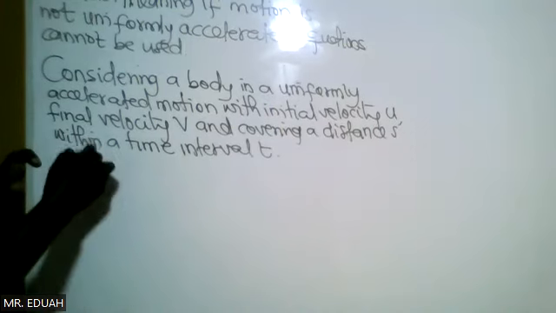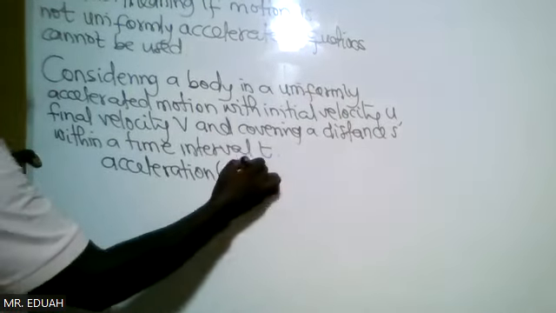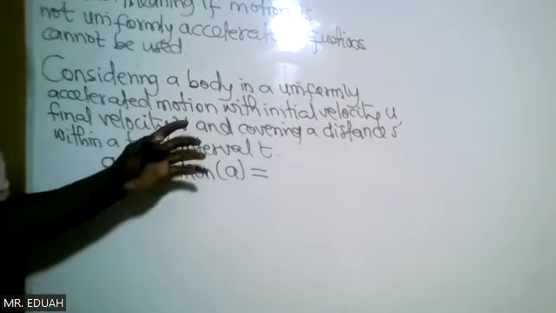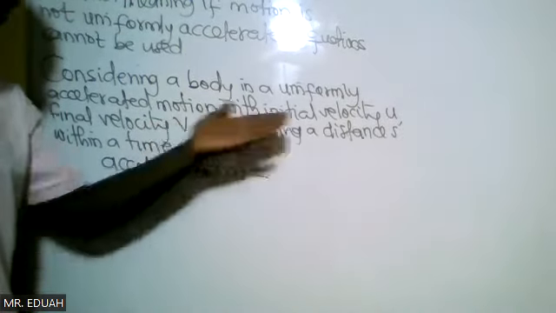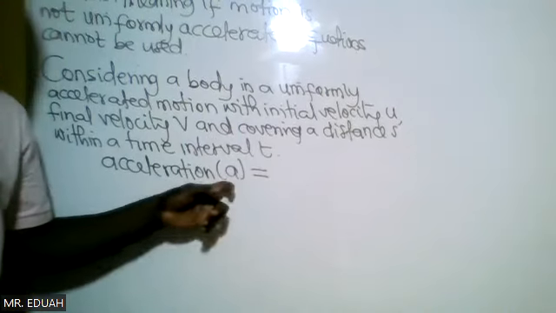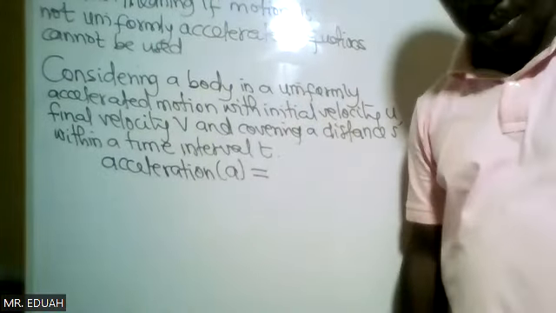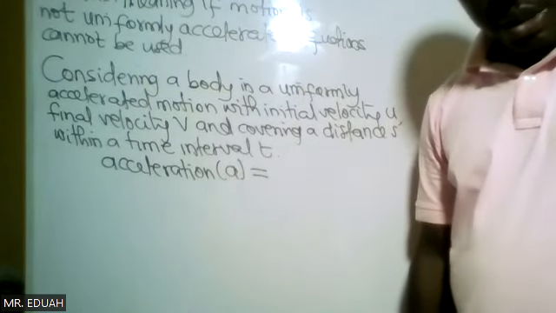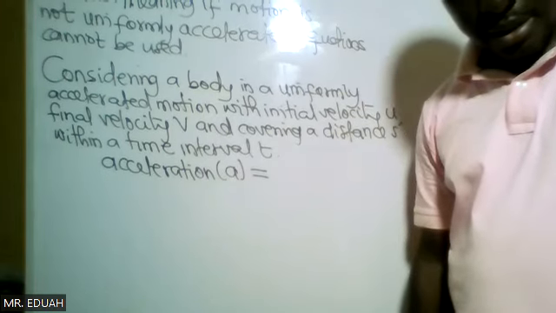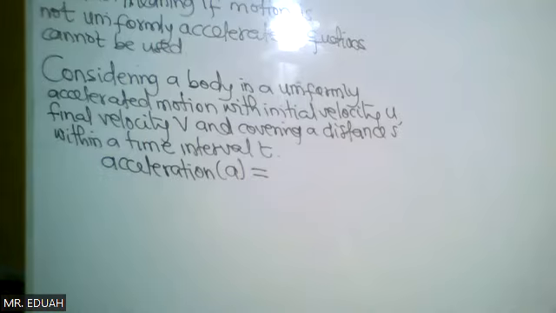If we want to find the acceleration of the body, into brackets small a, how do we... So if a body is in uniformly accelerated motion, its initial velocity is u, final v, and this change in velocity occurs within a time interval t, how do we determine the acceleration a of the body? Yes, class. How do we determine that uniform acceleration of the body? Anybody? Yes, Henry, go ahead. V minus U over T.